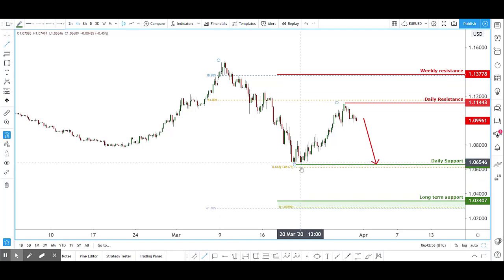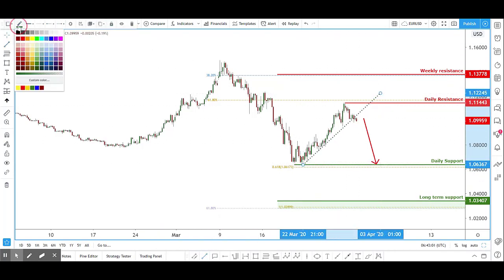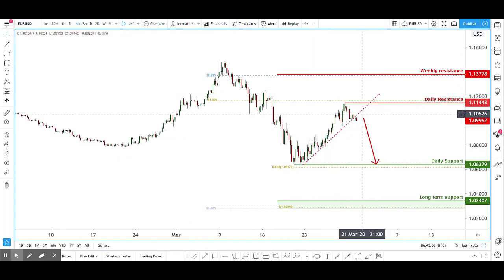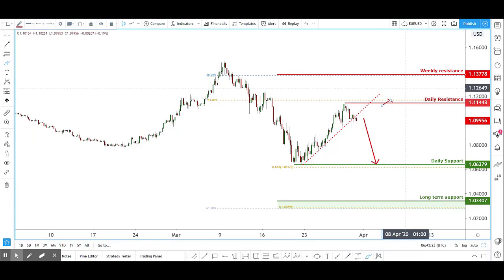I can just draw a trend line connecting all these lower points, and I see that this trend line has actually already been broken. This ascending trend line which held the market previously has already been broken, and I see that price is forming what I would think is a head and shoulders pattern. So with that, what I would do is, the daily resistance at 1.1144 will be my pivot, my stop loss. This will be my case 2.